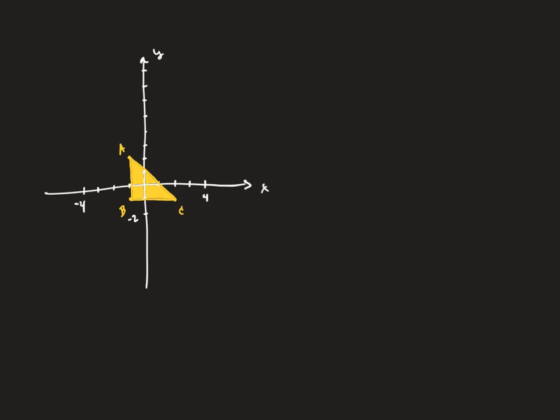All right, so here we are given triangle ABC. We want to use the dilation, and the center of dilation will be the origin. We want to create a similar triangle with side lengths that are 3 times as large.